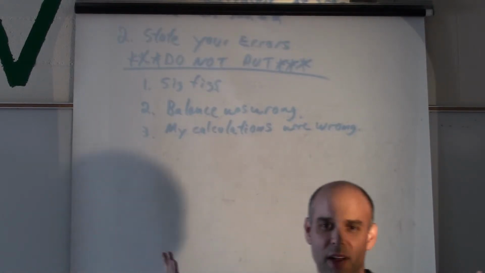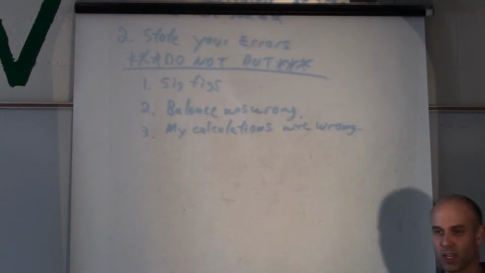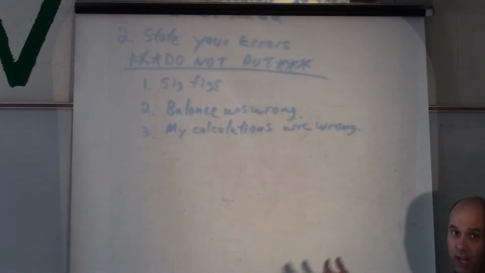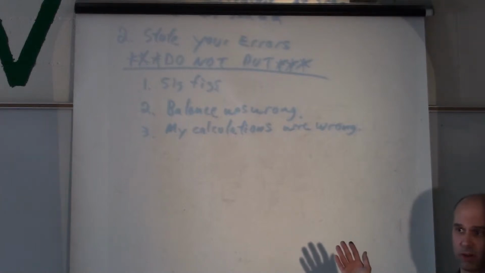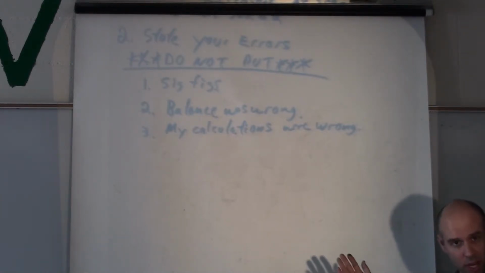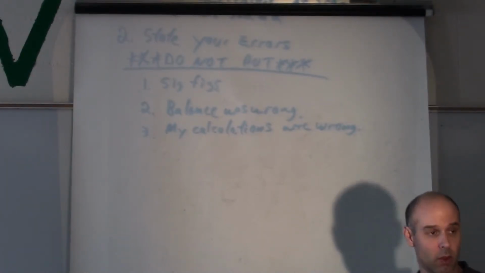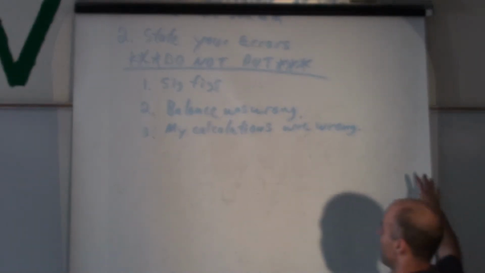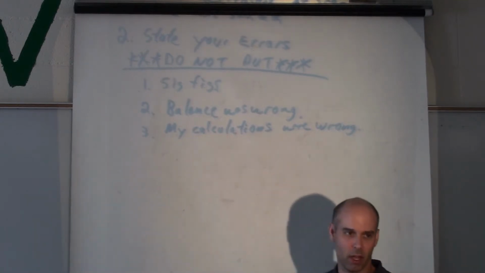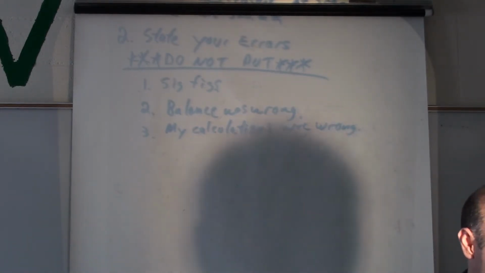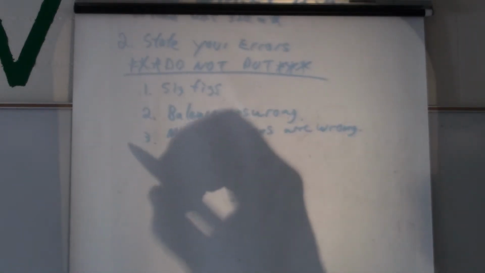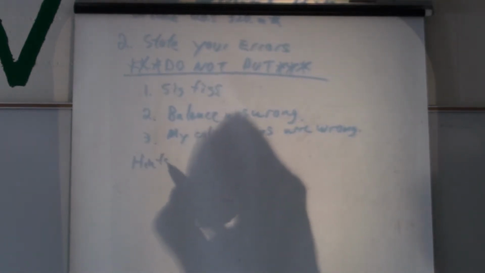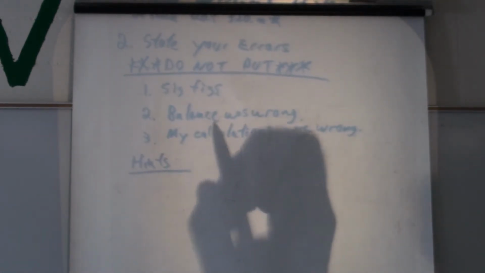So you never put that in there because if you think your calculations are wrong, then you shouldn't be publishing the paper. If you think your calculations are wrong, you should be going back and seeing where you went wrong. So you should never be putting into your lab that, well, my calculations were wrong. So what do you put? Well, here are some general guidelines.